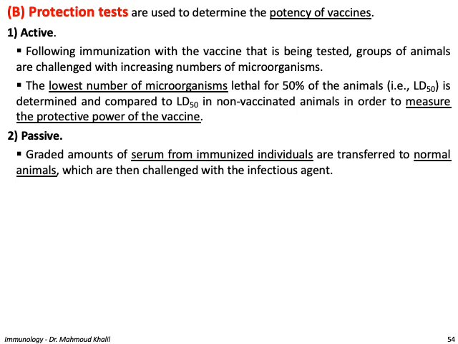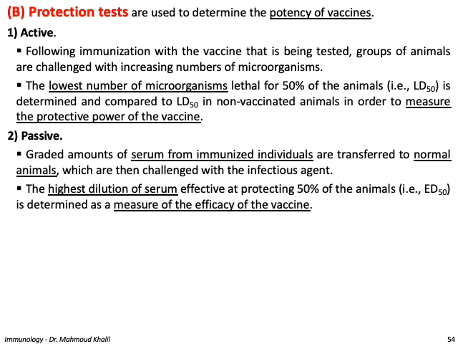Passive: graded amounts of serum from immunized individuals are transferred to normal animals, which are then challenged with the infectious agent. The highest dilution of serum effective at protecting 50% of the animals, the ED50 or effective dose 50, is determined as a measure of the efficacy of the vaccine. So here you can see that you either produce the immunity in the organism actively or passively.